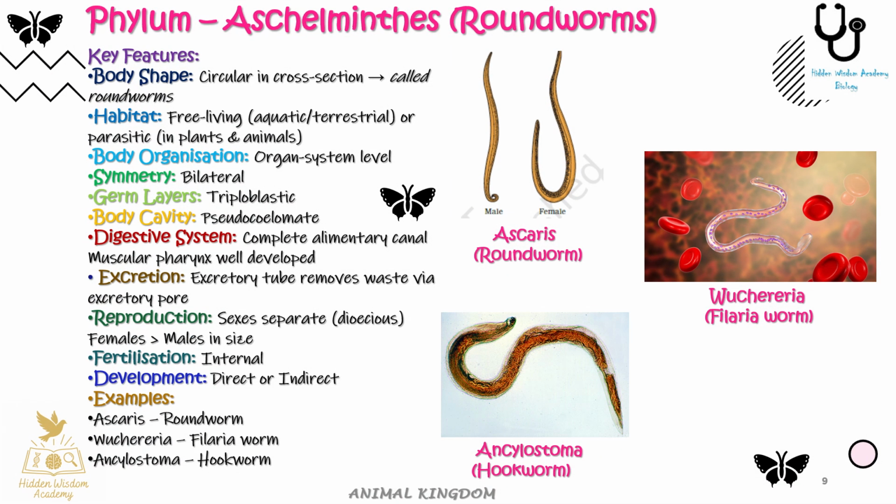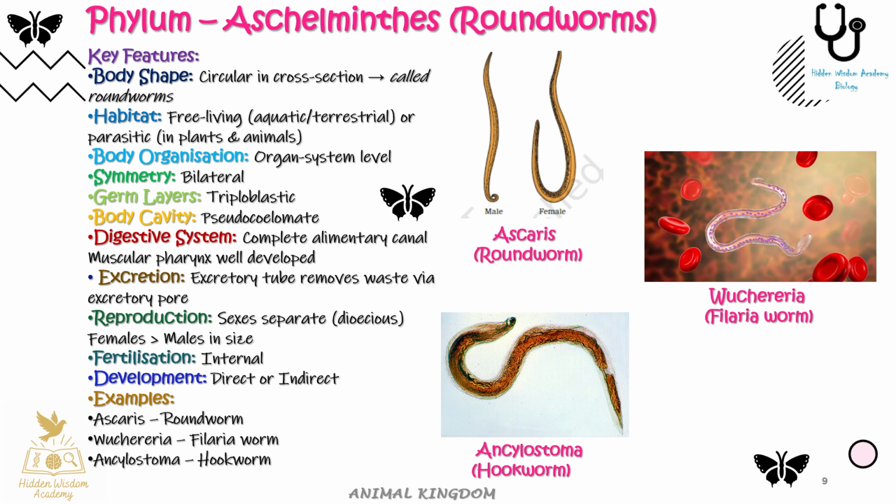Let's learn about Phylum Aschelminthes, which is commonly known as roundworms. These organisms have a body that is circular in cross-section, giving them the name roundworms. They can be free-living in both aquatic and terrestrial environments or exist as parasites in plants and animals. They exhibit organ system level of organization. They have bilateral symmetry. They are triploblastic, meaning their body is made up of 3 germ layers.